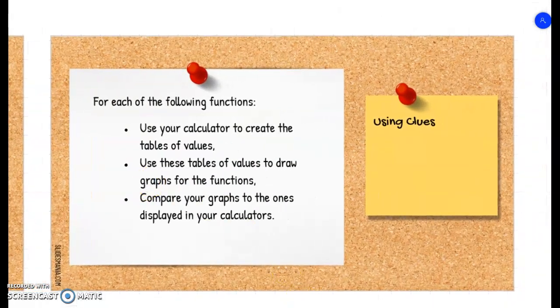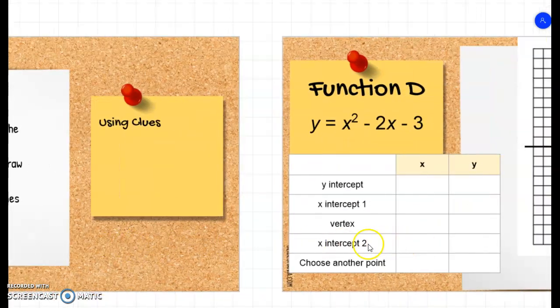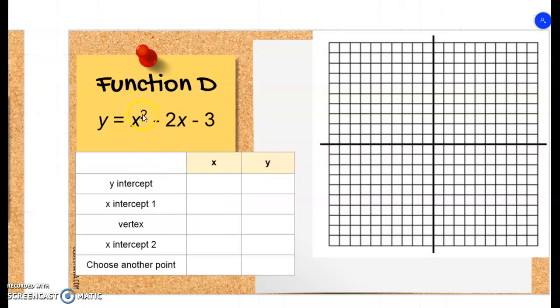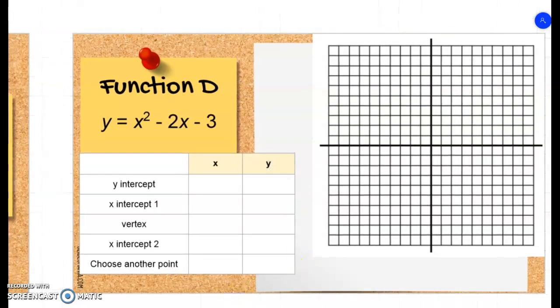So for this part of our lesson, we're actually going to fill in our table first, graph it ourselves, and then compare it to Desmos and see how accurate our equation is. So we have our first one here. We have y equals x squared minus 2x minus 3. So what we're going to do is graph it by figuring out the y-intercept, the vertex, the first x-intercept, the second x-intercept, and we're going to choose another point and figure out what it is.